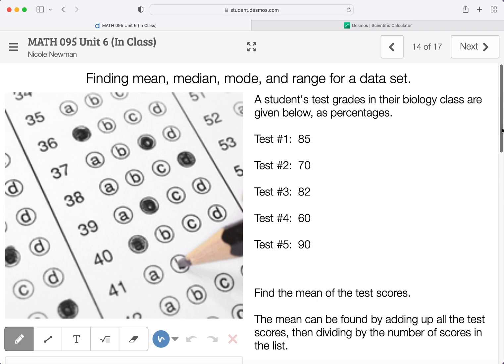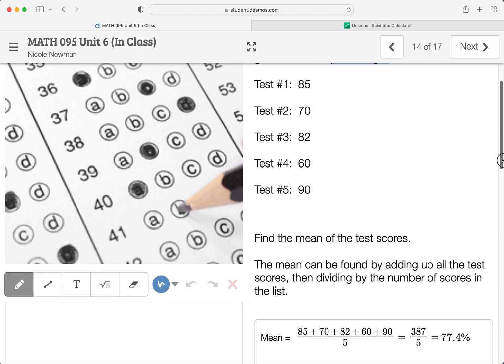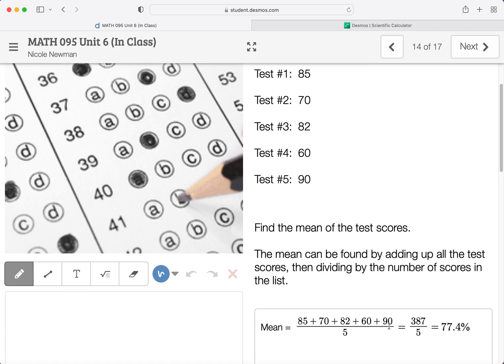All right, here's a student's scores from their biology class. That's their test grades. These are supposed to be percentages, it says in the instructions, even though the percentages aren't on the list. We need to find the mean. And the mean is found by adding up all of the test scores and then dividing by the number that we have. So I did this one ahead of time.